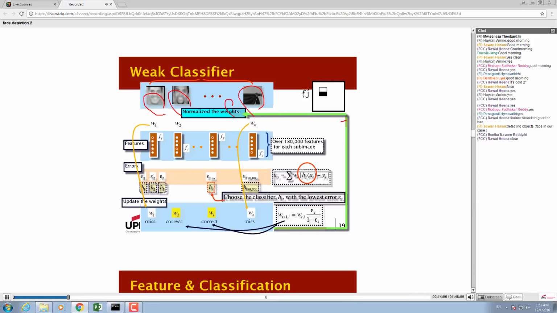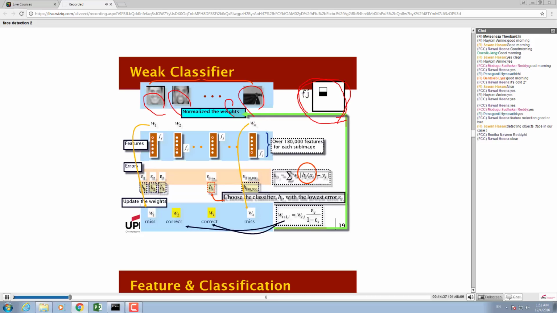We also have a set of features, a very large number of features, over 180,000. In this diagram, I just showed one example, FJ, one of the 180,000 features, because it's too many to show.